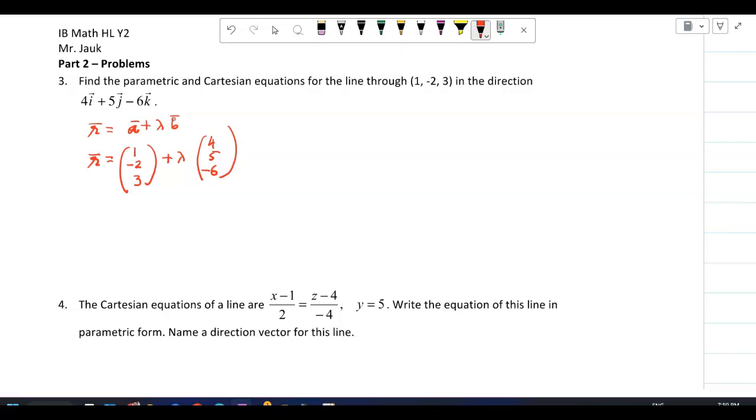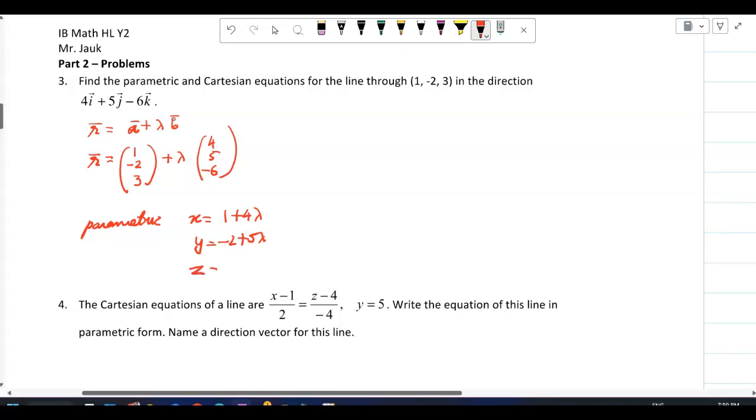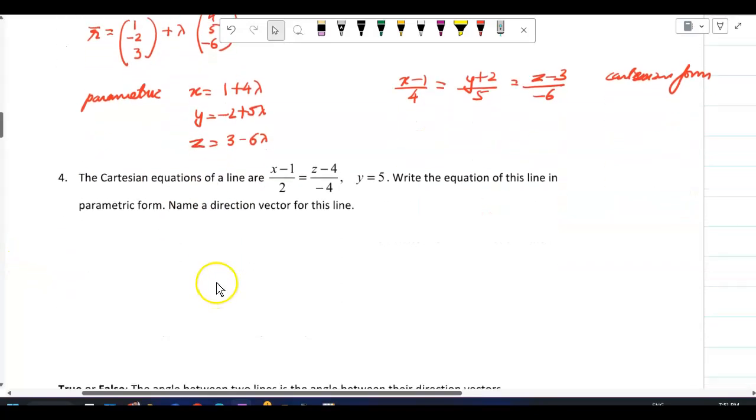So the parametric equation: x is equal to 1 plus 4 lambda, y is equal to minus 2 plus 5 lambda, z is equal to 3 minus 6 lambda. Cartesian form: (x minus 1) divided by 4 is equal to (y plus 2) divided by 5 is equal to (z minus 3) divided by minus 6. That's it. End of the story. Easy, very simple. Okay, next.